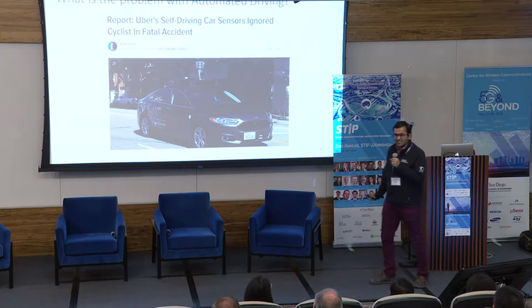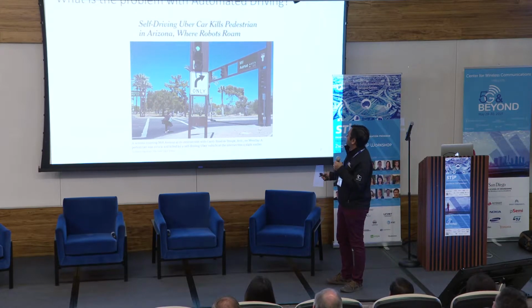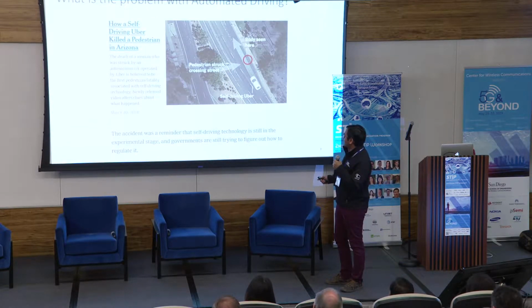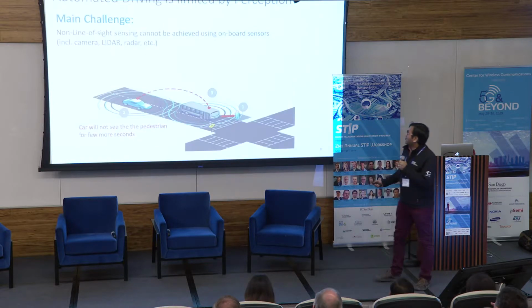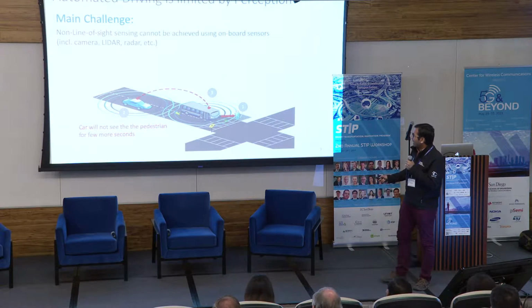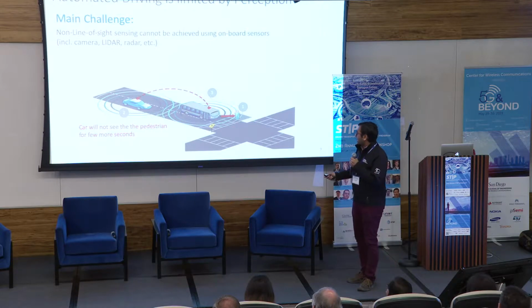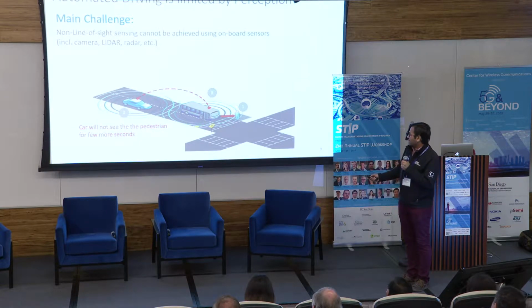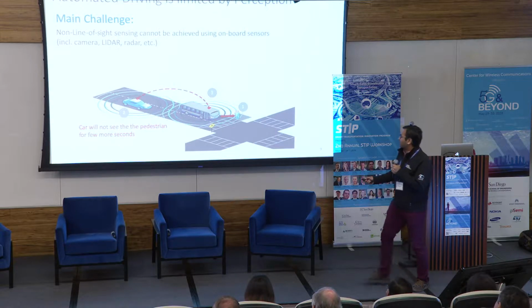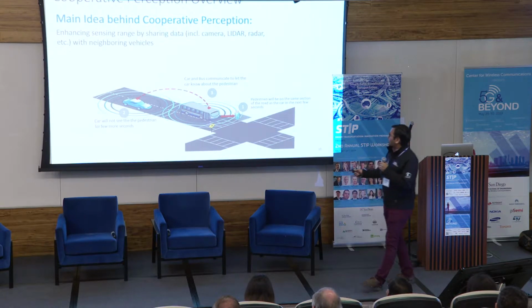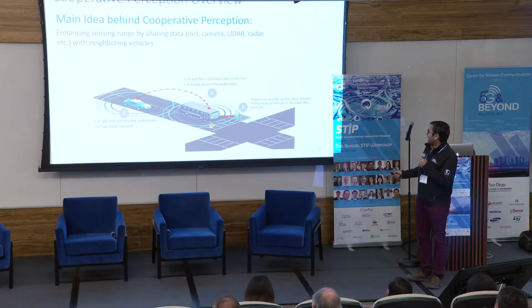One of the major reasons why these cars are failing is because of perception. All these accidents are caused by limited perception. There is a pedestrian that the car is not able to perceive because something else is blocking the view, and this car wouldn't see the pedestrian for a few more seconds, and the pedestrian is going to get killed. What cooperative perception can enhance is that you can identify this person by using the sensors of this bus. That's basically the highest level everybody wants to achieve.